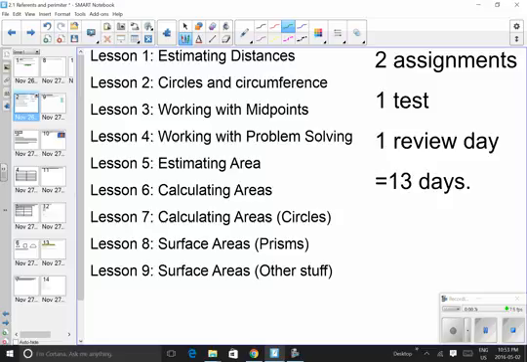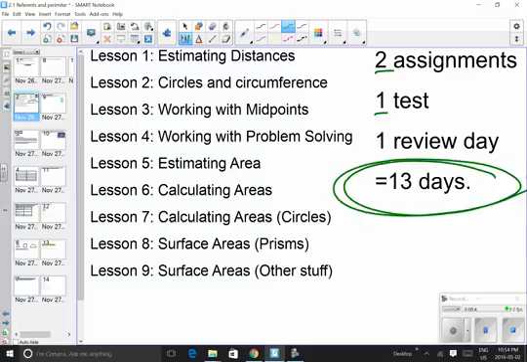So I've got a quick little schedule for you. There are 9 lessons, 2 assignments, and 1 test. So, giving yourself a lesson per day, 1 day per assignment, 1 day for the test, and 1 review day, you should be able to do this in 13 days. Hopefully sooner if you do some of this for homework. So let's dive into the actual lesson.